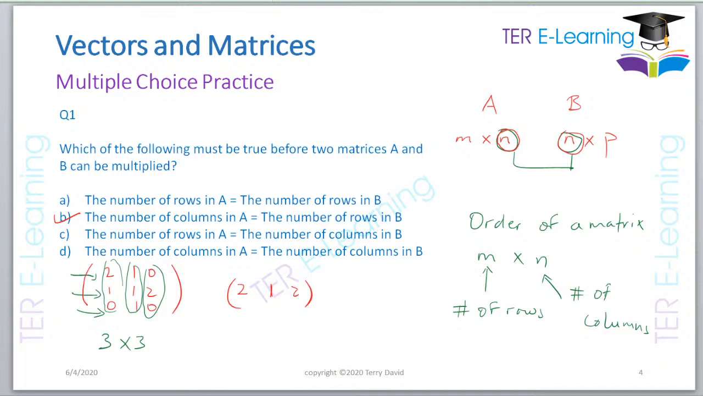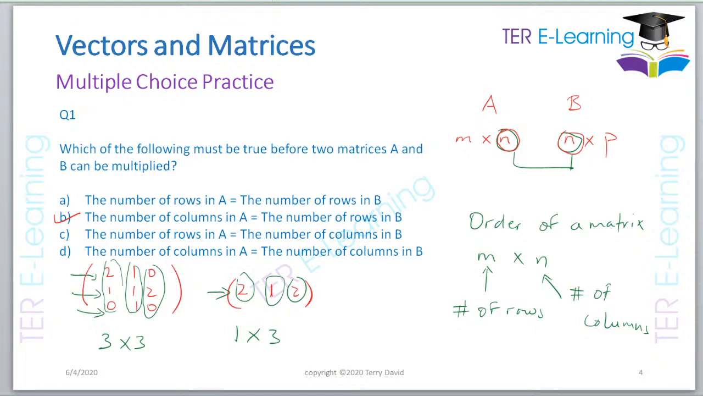Alright, so I'm seeing different variations of what is supposed to be the answer. Now remember, the first number represents the number of rows. If you look carefully, we just have one row, so the first number has to be 1. 1 by, how many columns do we have? We have 1, 2, 3 columns. So this matrix is a 1 by 3 matrix.